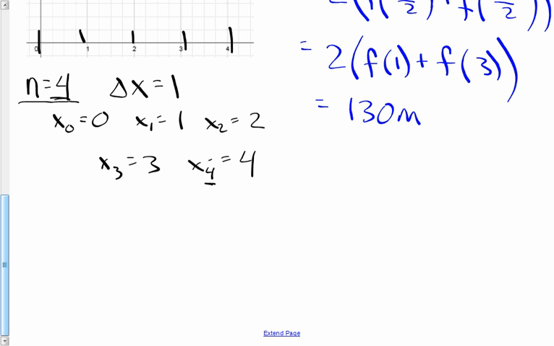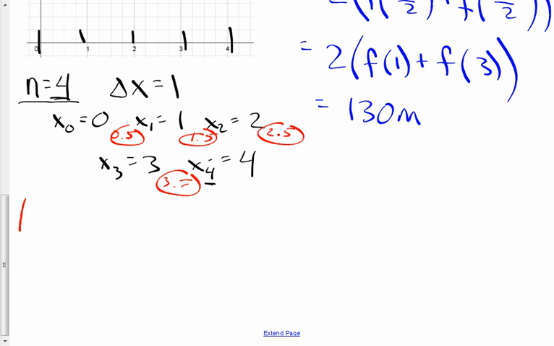Now, here's another way of visualizing this. Since I'm using a midpoint, I'm going to use the midpoint of all my x subs. So the points I really care about are 0.5, 1.5, 2.5, and 3.5. That gives me 1, 2, 3, 4 rectangles to deal with. Okay, you've probably seen it that way, but does that make sense?